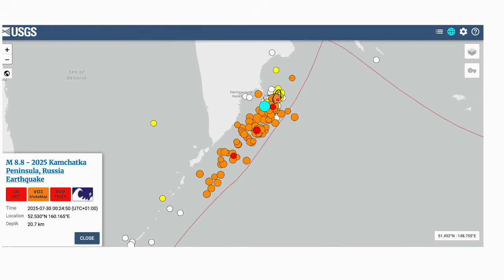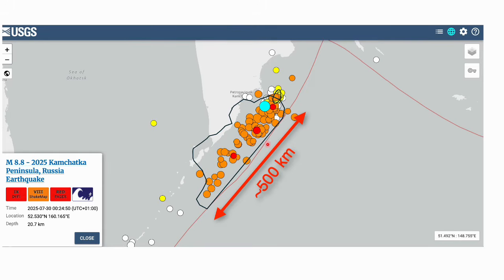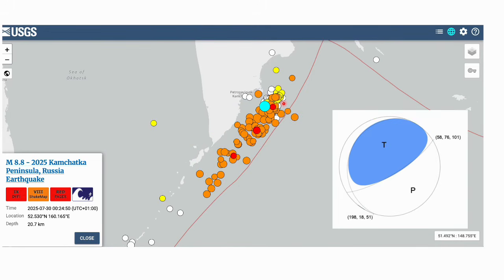Okay, so if we look at the rupture for this magnitude 8.8, this is the rupture surface. It's really very large. Okay, this is the focal mechanism solution, which is consistent with subduction from the southwest. This represents the movement of the upper plate. This represents the movement of the lower plate.